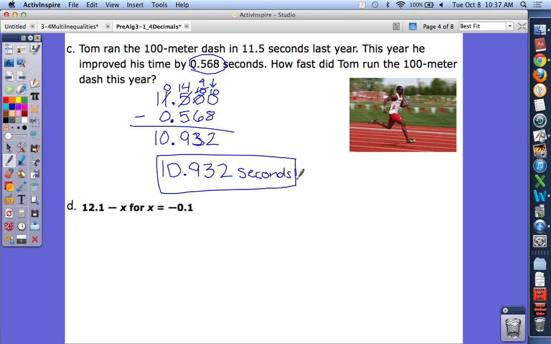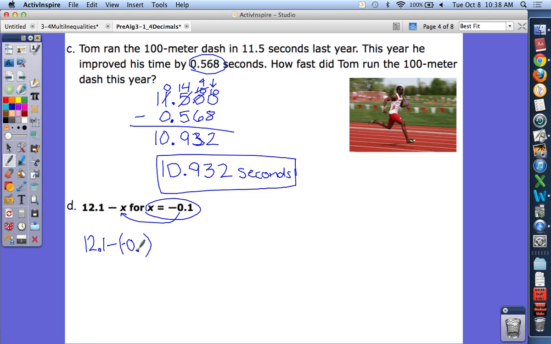And the last one down here on D, when you have an expression you need to evaluate, if you know what x is, go ahead and plug it in. So I'm going to plug in this number wherever I see an x. Notice it's minus that negative, so be careful there. You're going to have 12 and 1/10 minus, use parentheses when you substitute. It'll just help you to never make a mistake. We all make mistakes, but those parentheses help a lot.